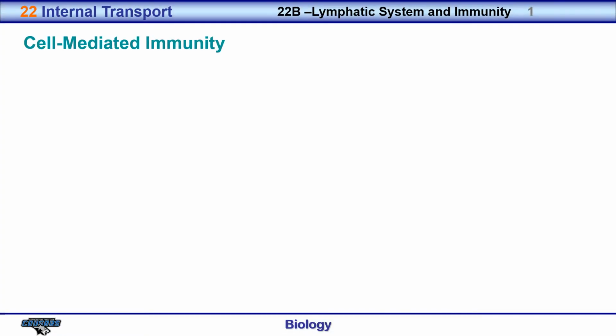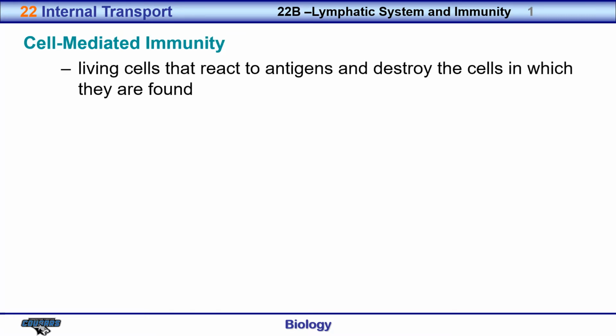Now, another kind of immunity, in addition to humoral, is called cell-mediated immunity. And T cells play the central role in this kind of immunity. Okay, the previous one was the B cells. The T cells play a central role in cell-mediated immunity. And in this kind of immunity, there are several types of cells that are developed to target and destroy the antigens.